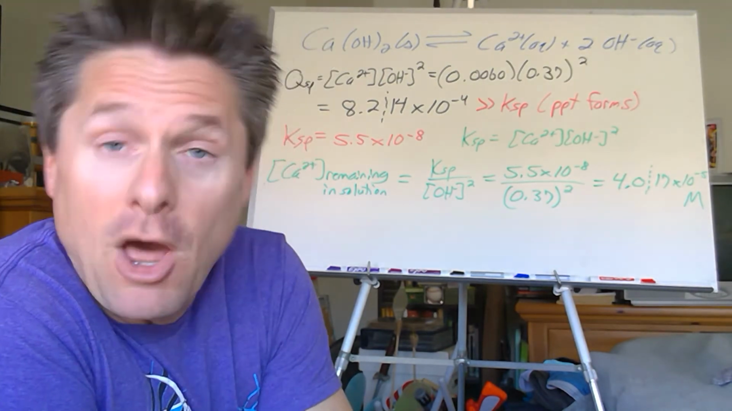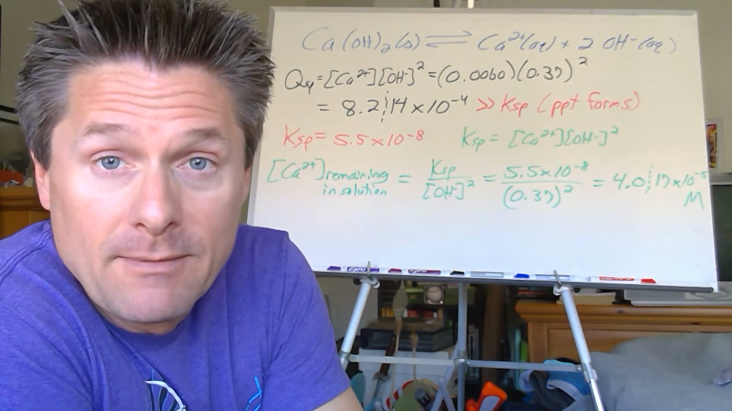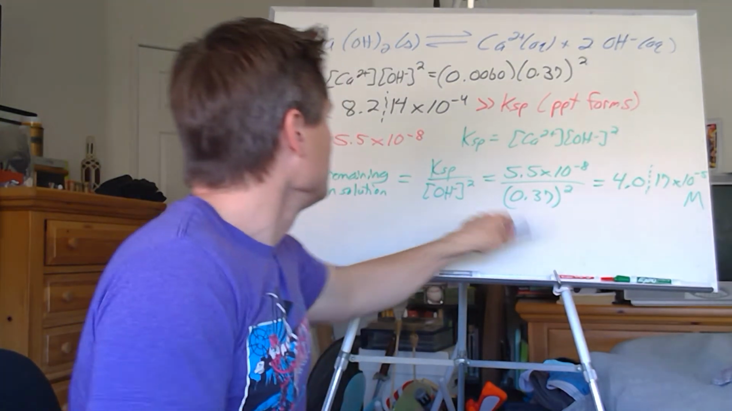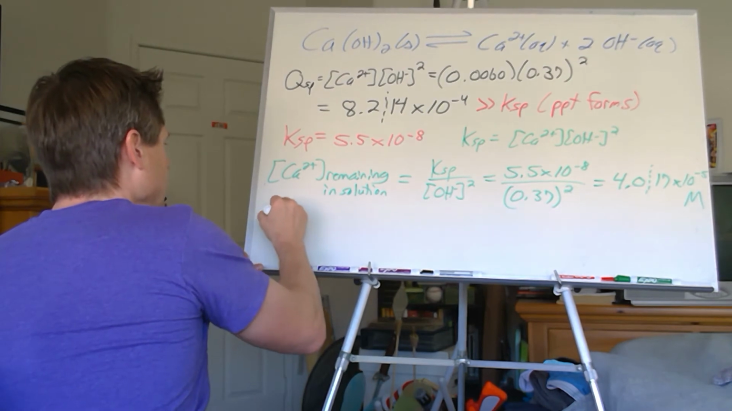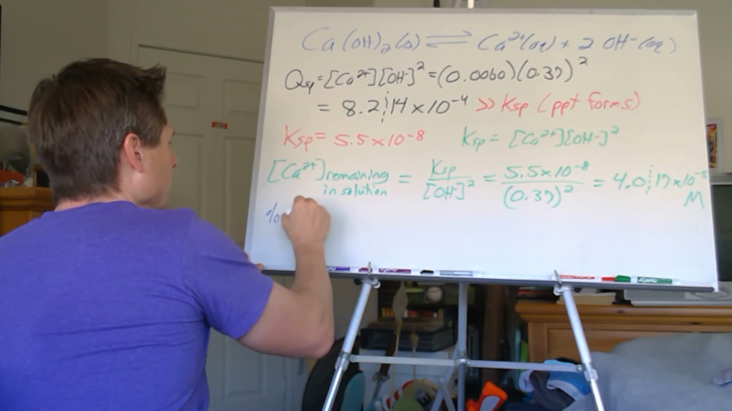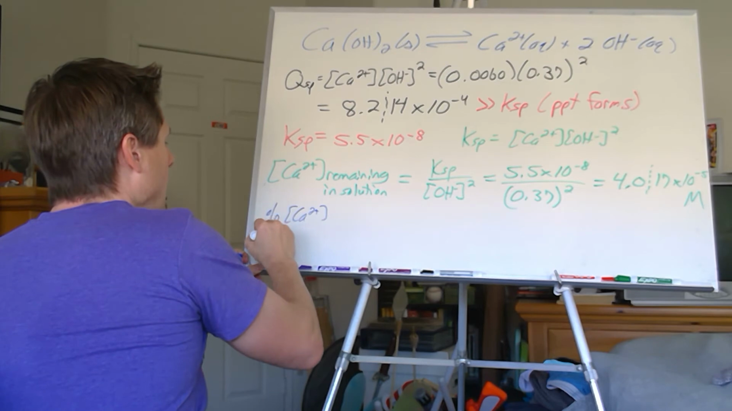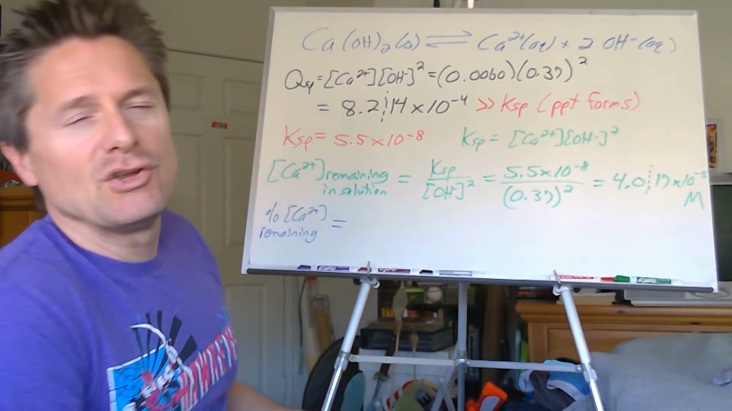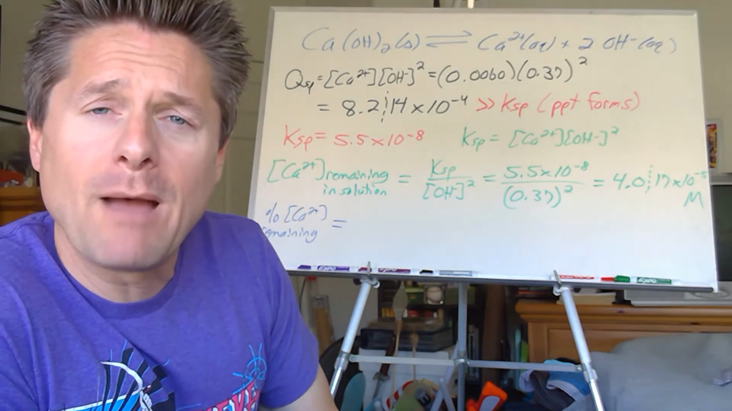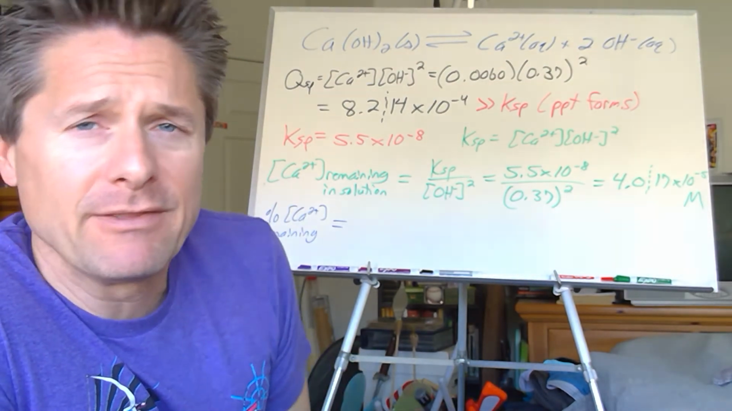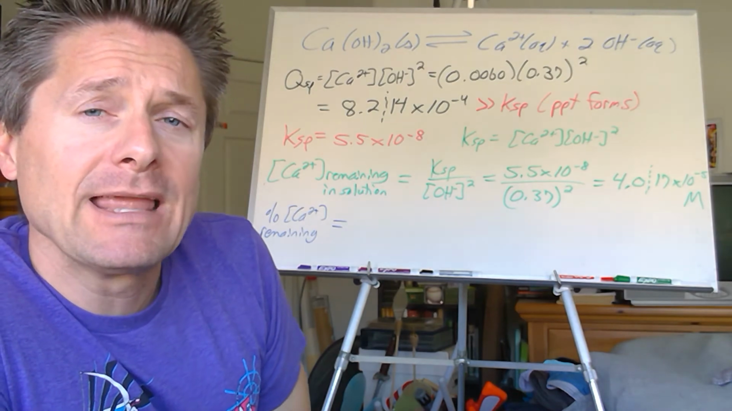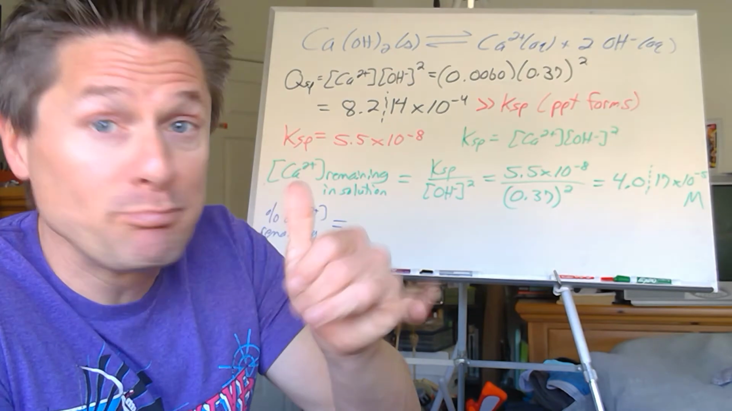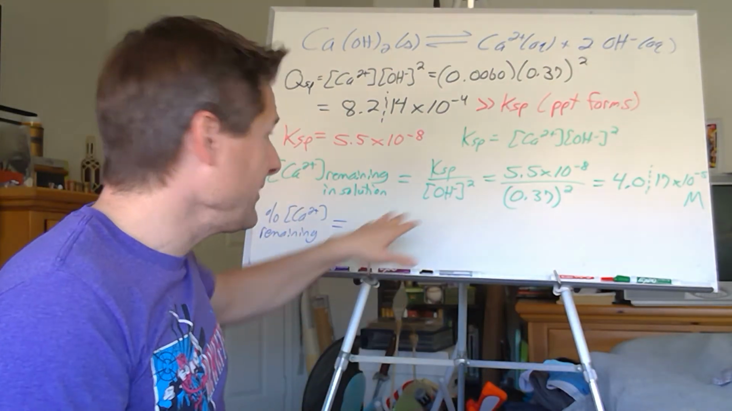Now, it's not all gone, is it? A lot of it's gone. But let's see what percent has actually been removed. All right, so the percent of the calcium, let's do remaining. So if you did the percent calcium removed, how much is in the solid, that would have to be greater than 99.9%. If you calculate the amount of calcium remaining in solution, that needs to be less than 0.1%. You can do it both ways. It doesn't really matter. This would be easier, I think.